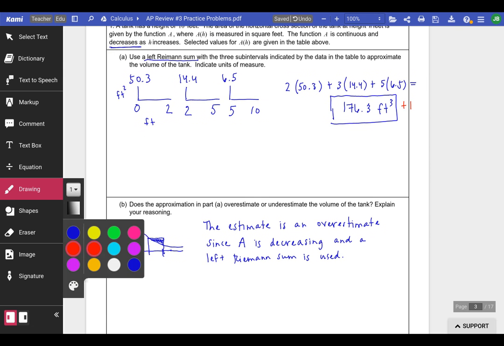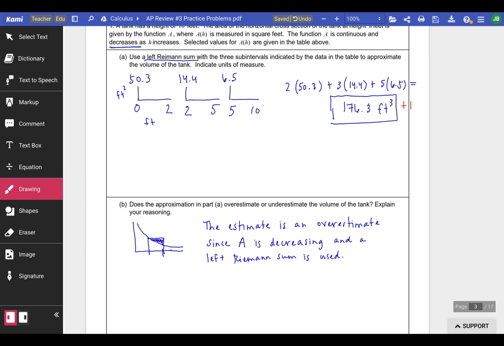As far as points for this question, again, this was just 1 point for this part, and that includes the answer. So the fact that it was an overestimate with your reason. And the reason being the function was decreasing and the left Riemann sum is used. So you only need to do parts A and B for that question. So that's it for this.